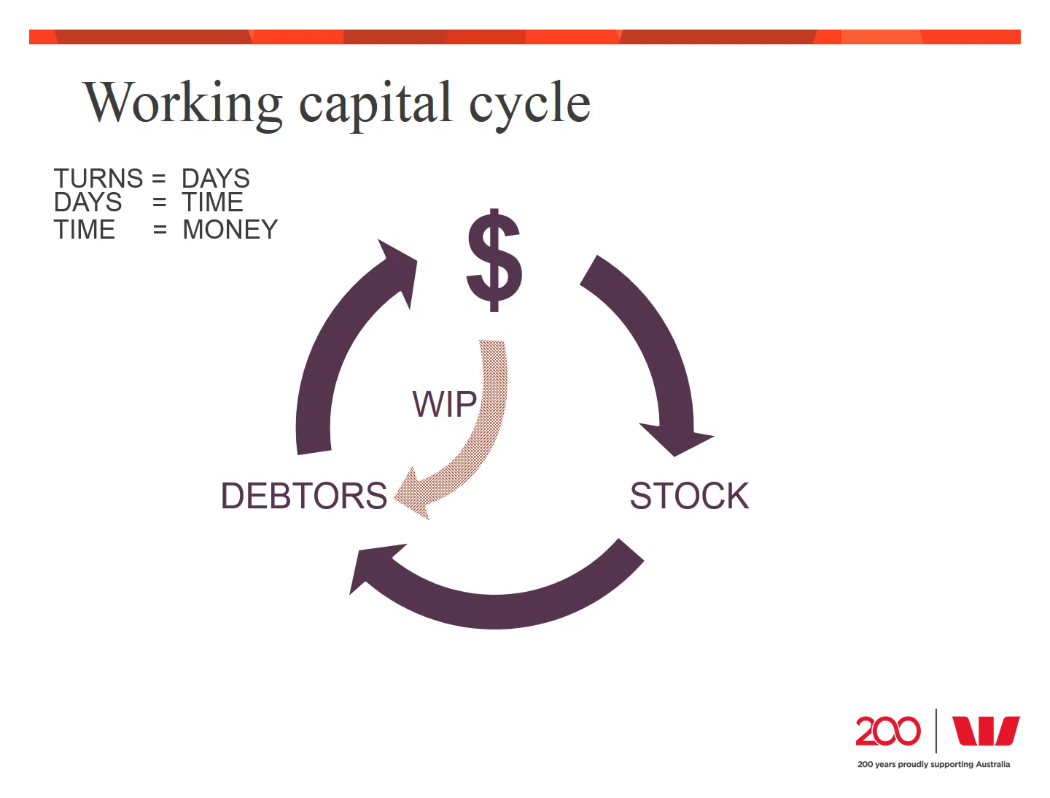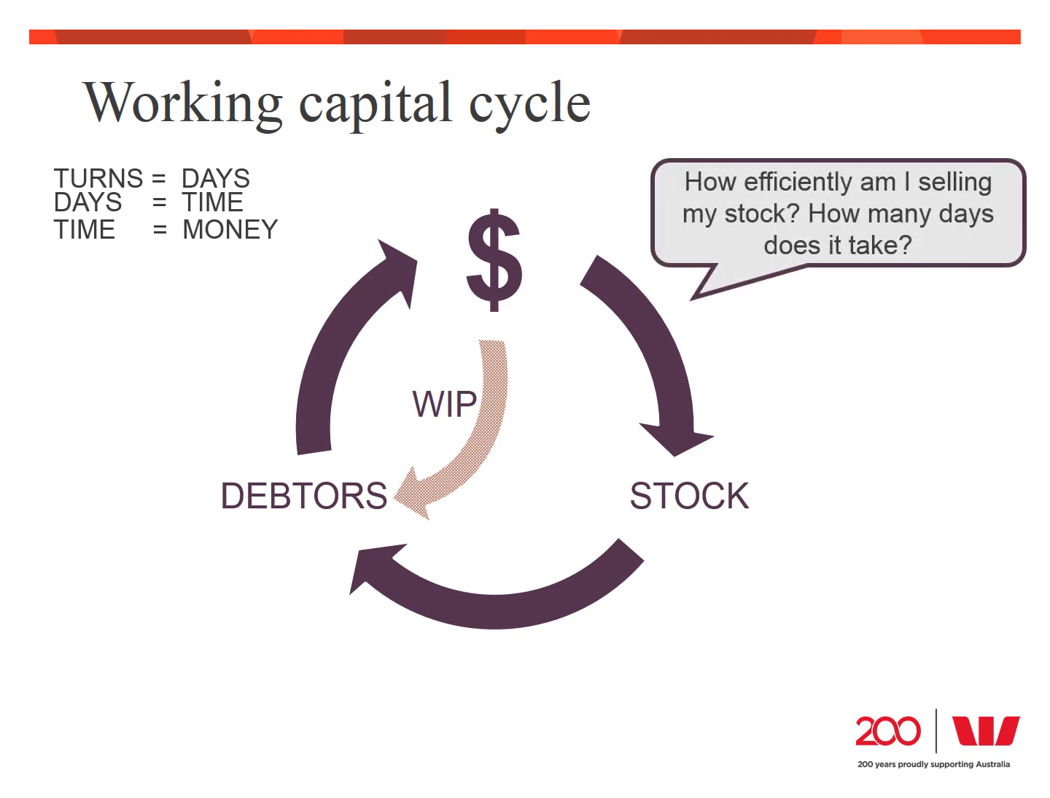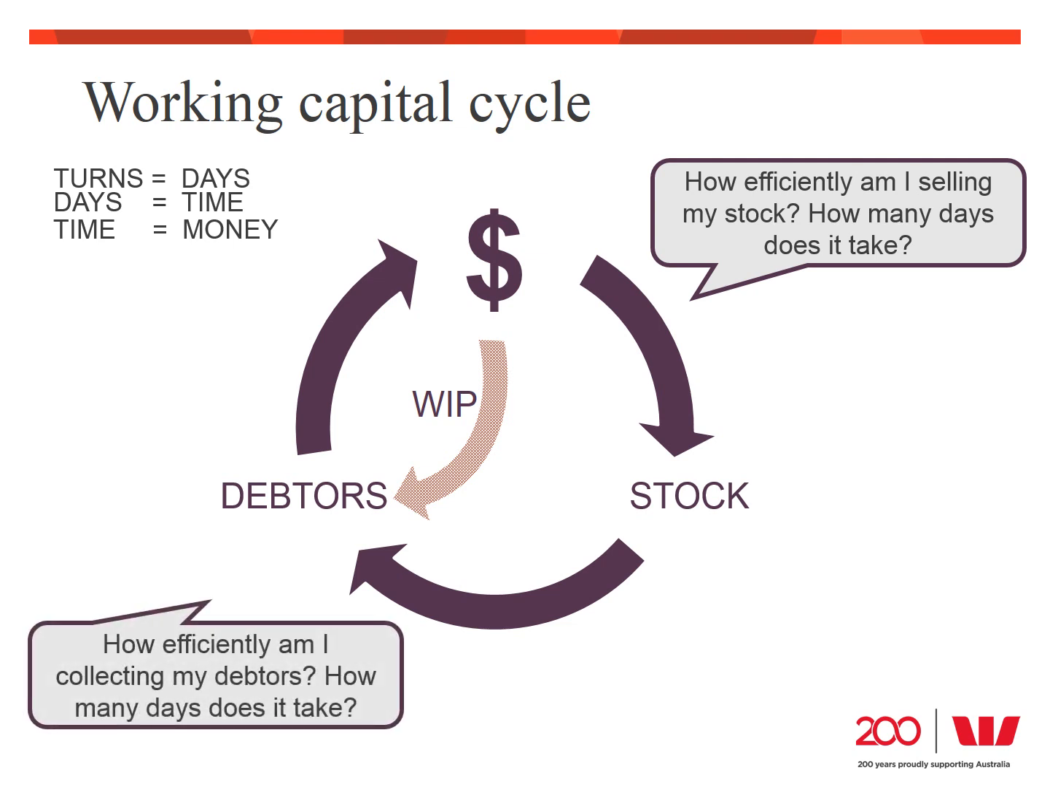So your cash is then further chewed up when you send out an invoice and you have to wait for your dollar to come back into the bank account. Now, no matter what it looks like, whatever business you're in, you have a working capital cycle. And it's important to understand how the cash flows through your business. So we're going to start by measuring how efficiently am I selling my stock. That is, how many days does it take to turn my stock over? Then we'll have a look at our debtors and calculate how long does it take for me to collect my debtors, so that we can see how long it's taking for our cash to flow through the business.